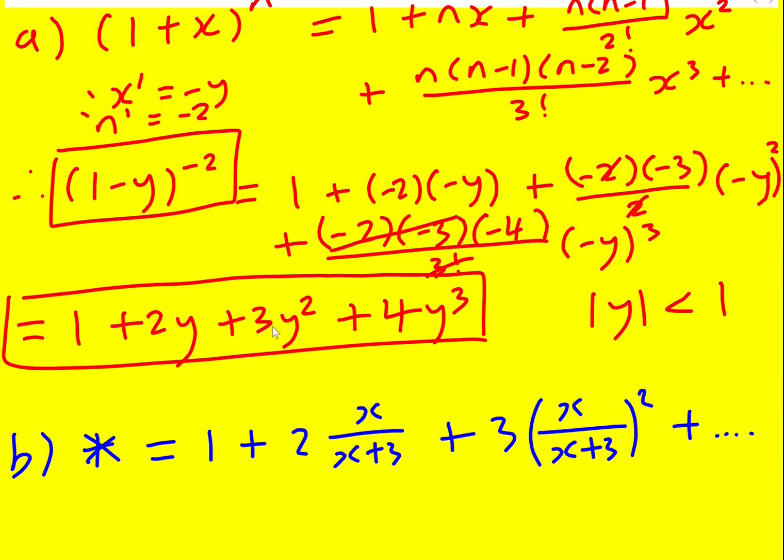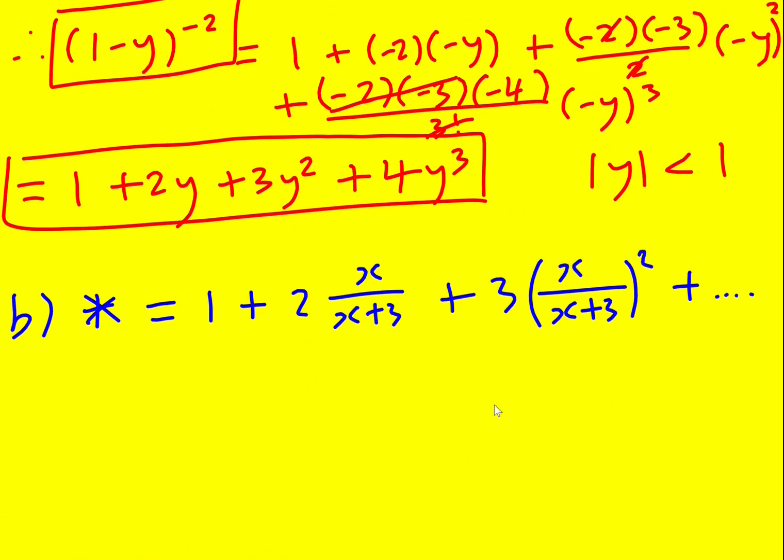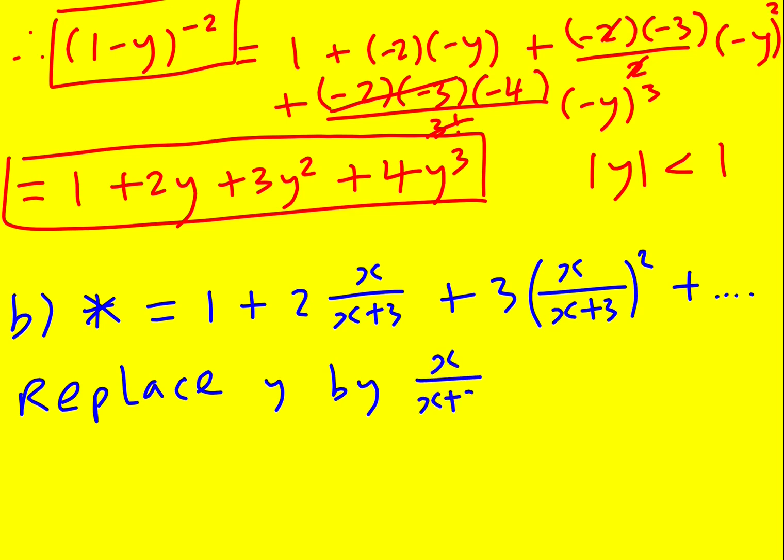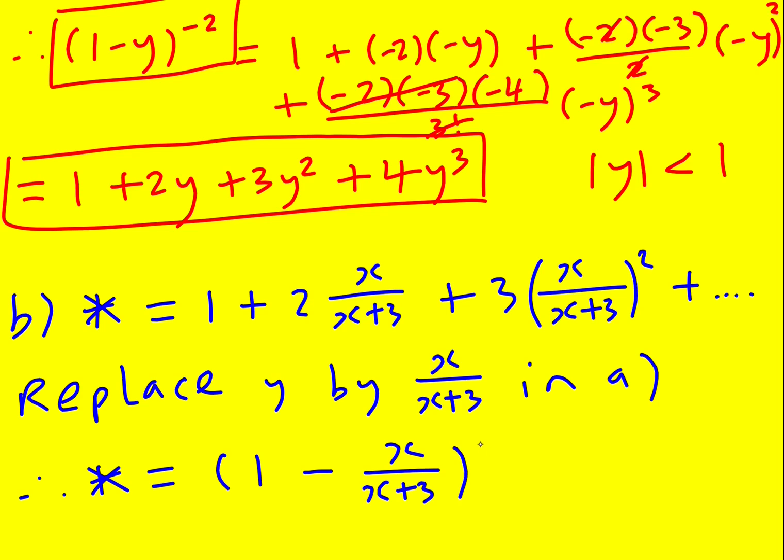If we compare it directly with the answer to A, it is exactly the same, but just with y replaced by x/(x+3). So we can do that: replace y by x/(x+3) in A. And therefore, star is going to equal (1 - x/(x+3))^(-2).